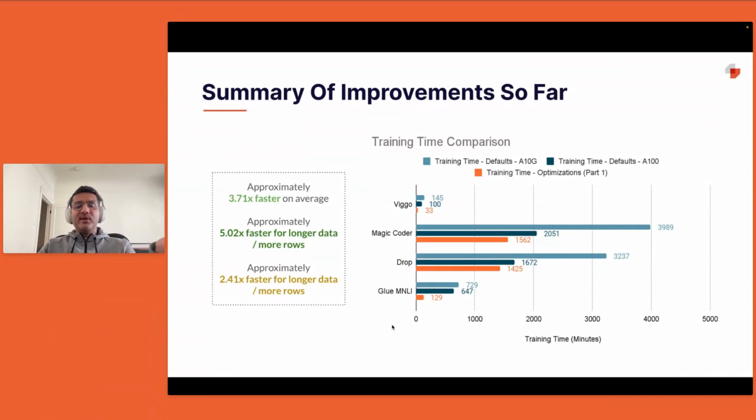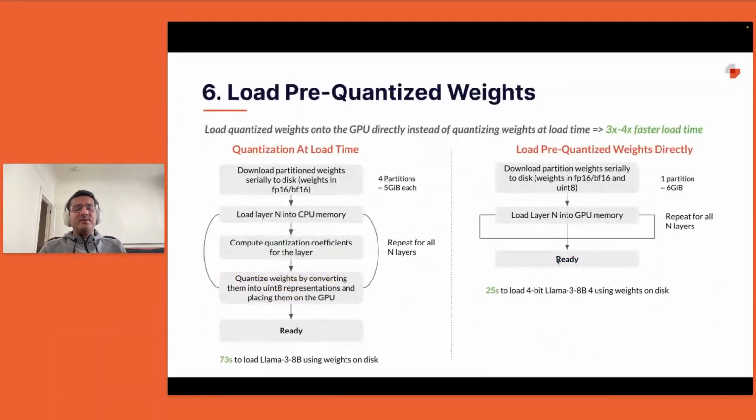So can we do even better than this? This is where we can start getting into micro optimizations that will all help improve training throughput. The first of which is this idea of loading pre-quantized weights directly into memory. So at Predibase, as I mentioned earlier, we do quantized LoRA-based training.